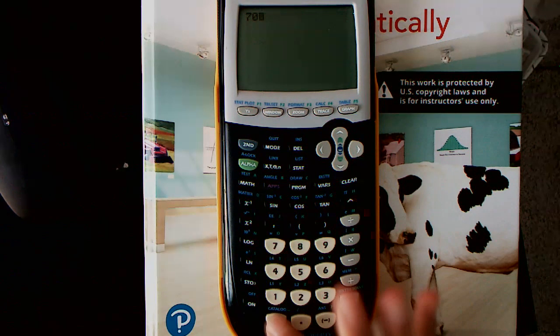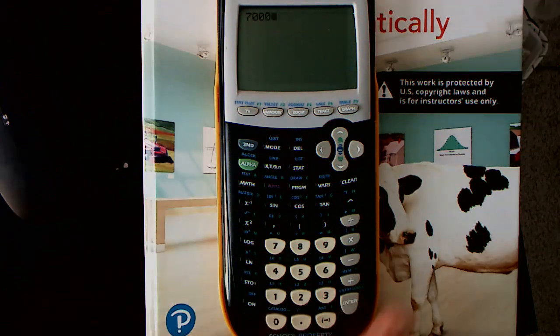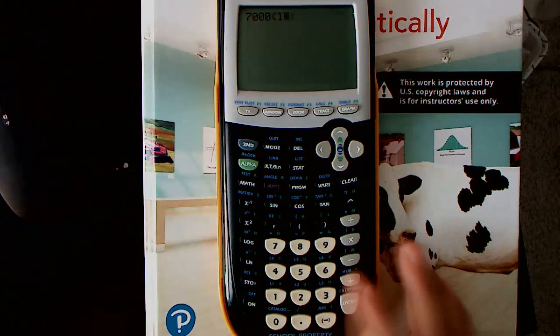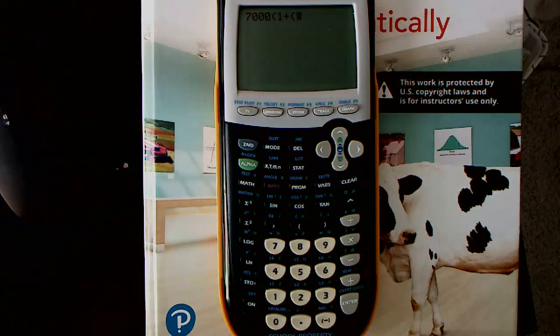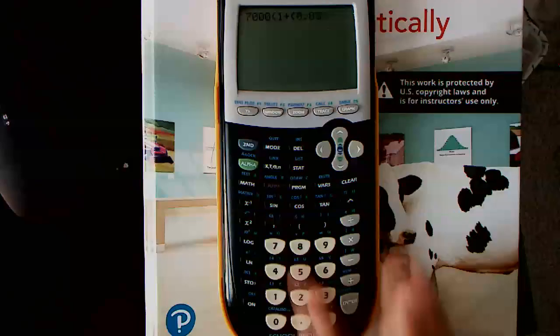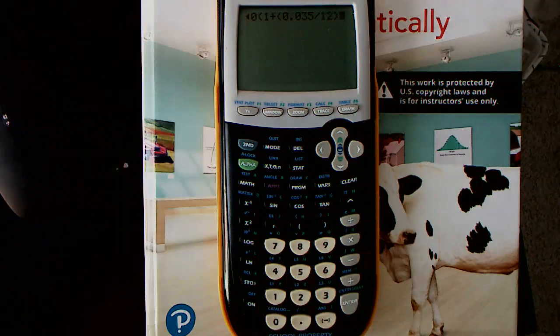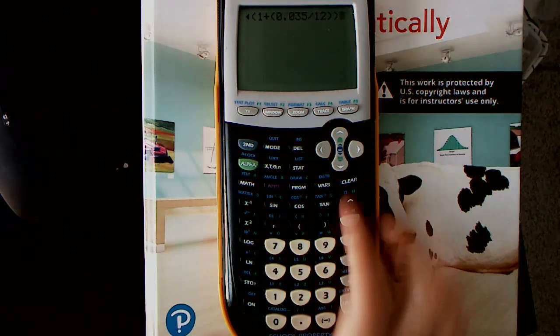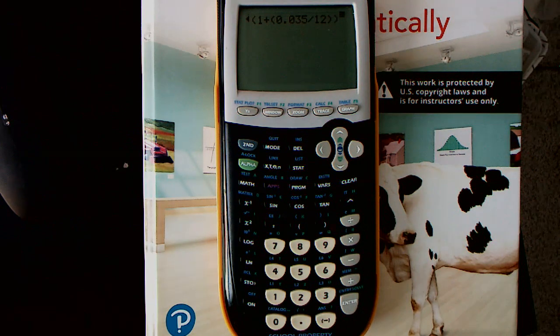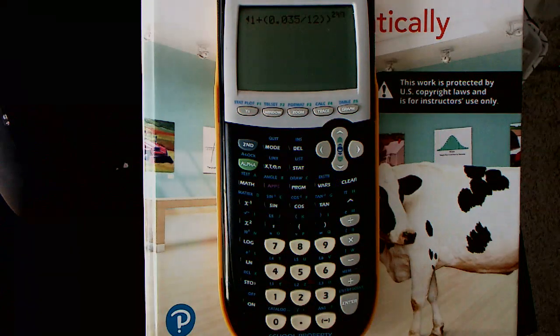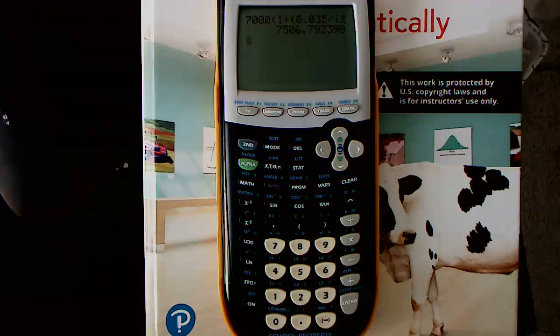So 7,000 principal multiplied by a parentheses. And in the parentheses, we have a 1 plus the monthly interest rate. Monthly interest rate is the annual interest rate, 0.035 divided by 12. So now I close the monthly interest rate and then close the compounding factor. And then I'm going to raise the compounding factor to the power of 24. And then enter. And I would have the future value of the account.